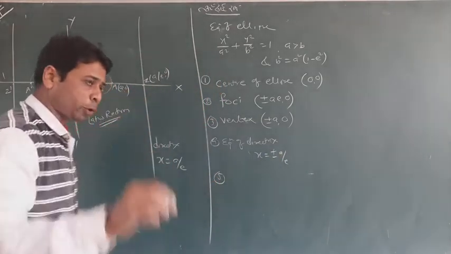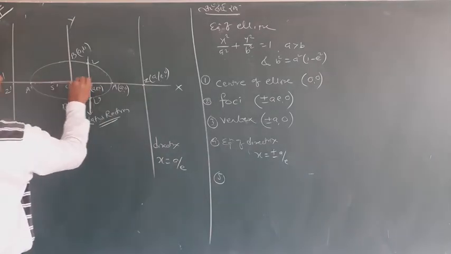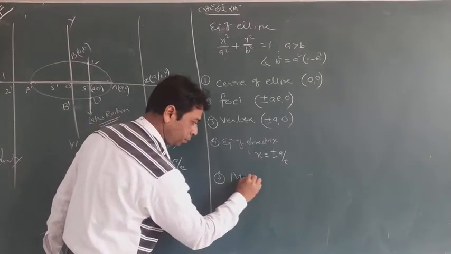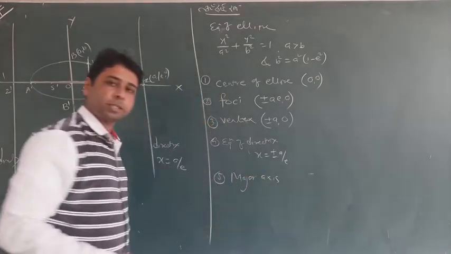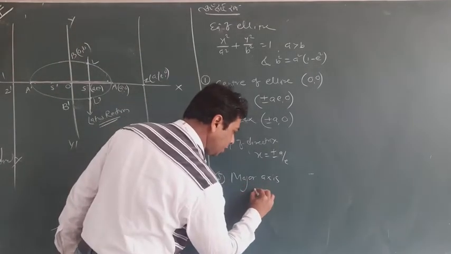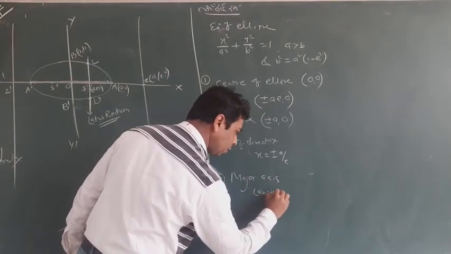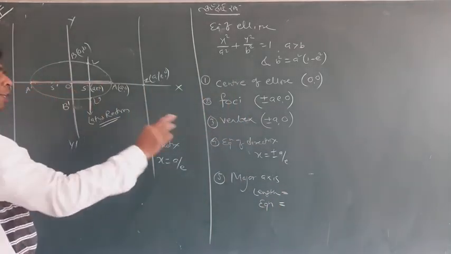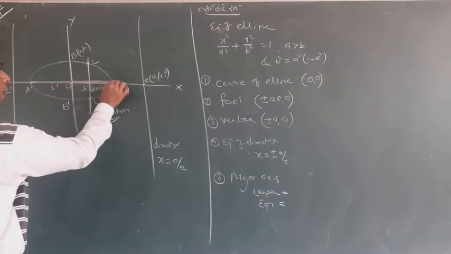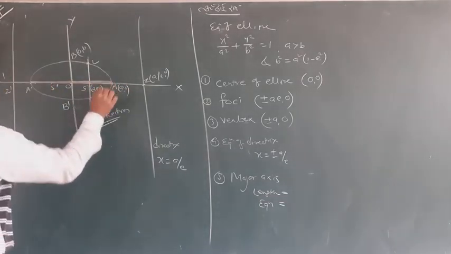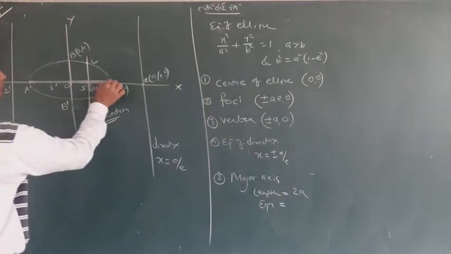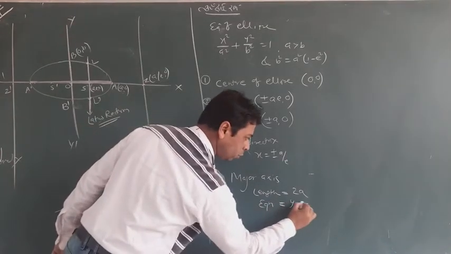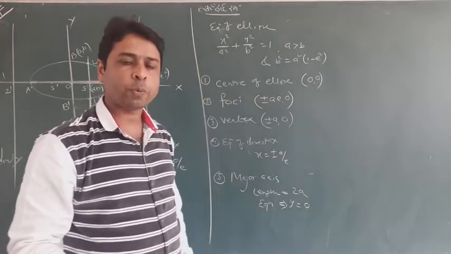Now fifth, very important. A to A dash is called the major axis. For the major axis, I have a length and an equation. What is the length of the major axis? The distance from 0 to A is A, and the other side is also A, so the whole distance is 2A. It lies along the x-axis, so the equation of the major axis is y equals 0.